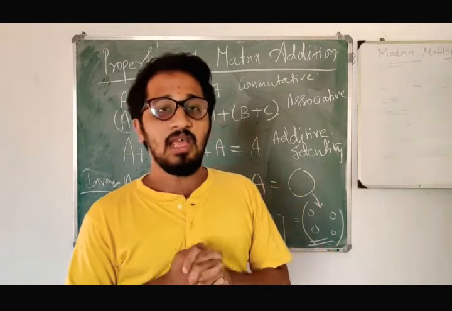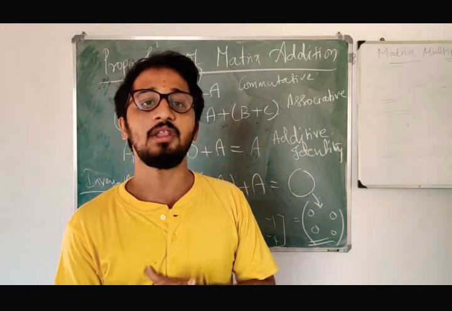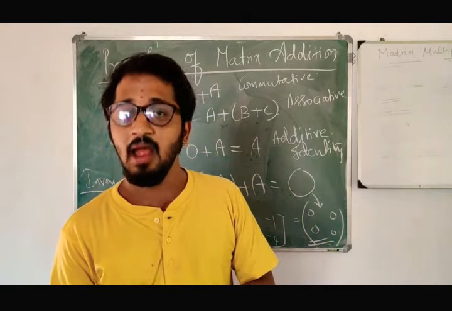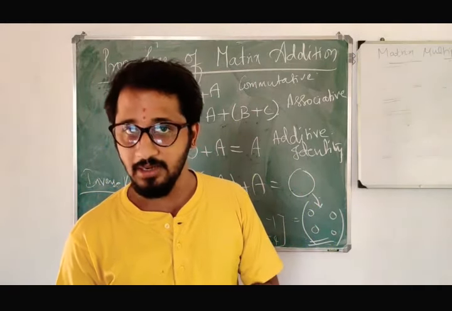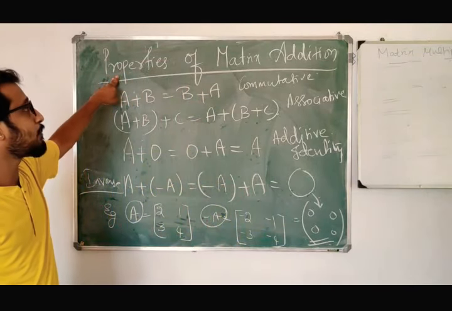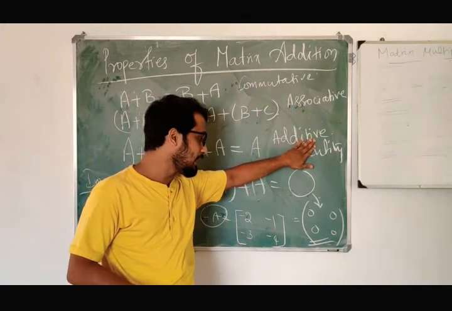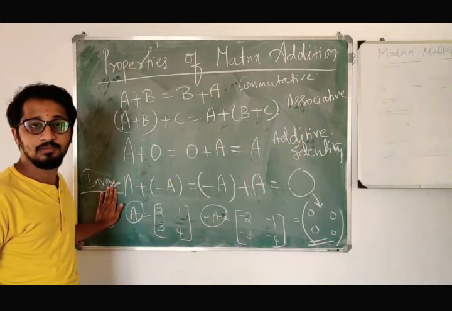So today we have discussed matrix multiplication for two conditions: whenever the orders of the matrices are the same and whenever the orders of the matrices are different. And we have seen one problem also, and we have also discussed the properties of matrix addition: commutative, associative, additive identity and additive inverse. Thank you.